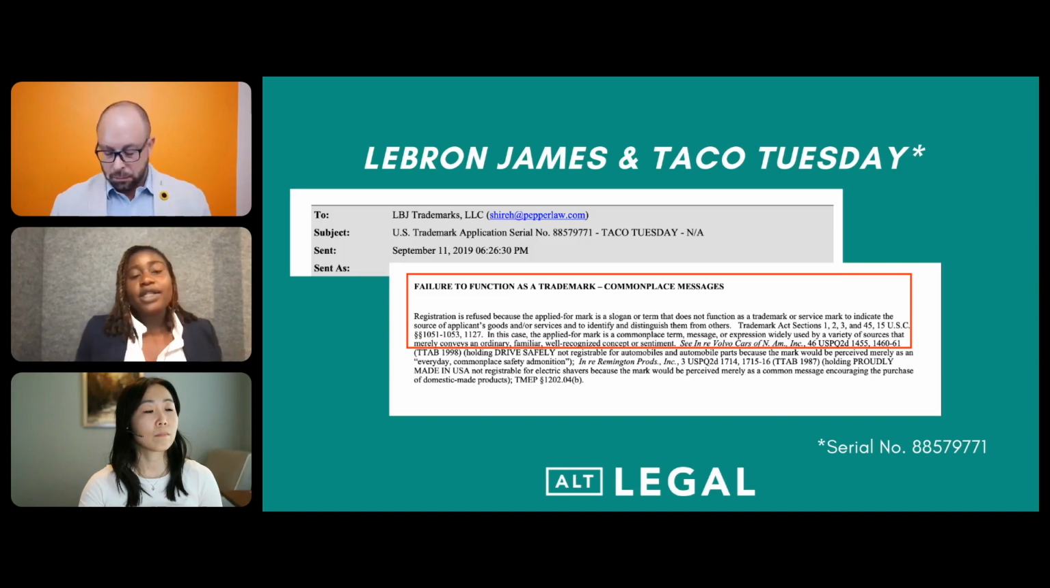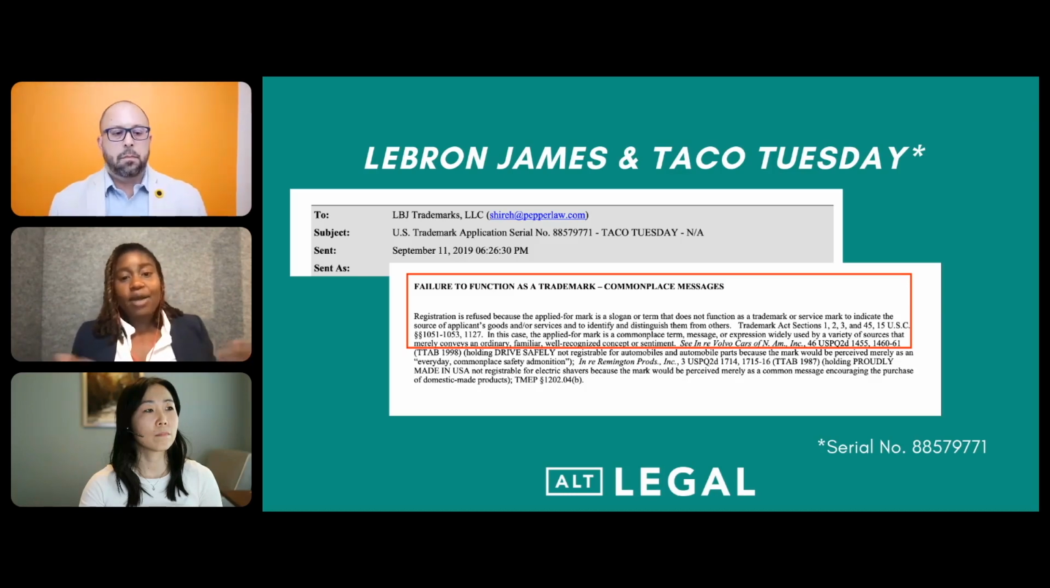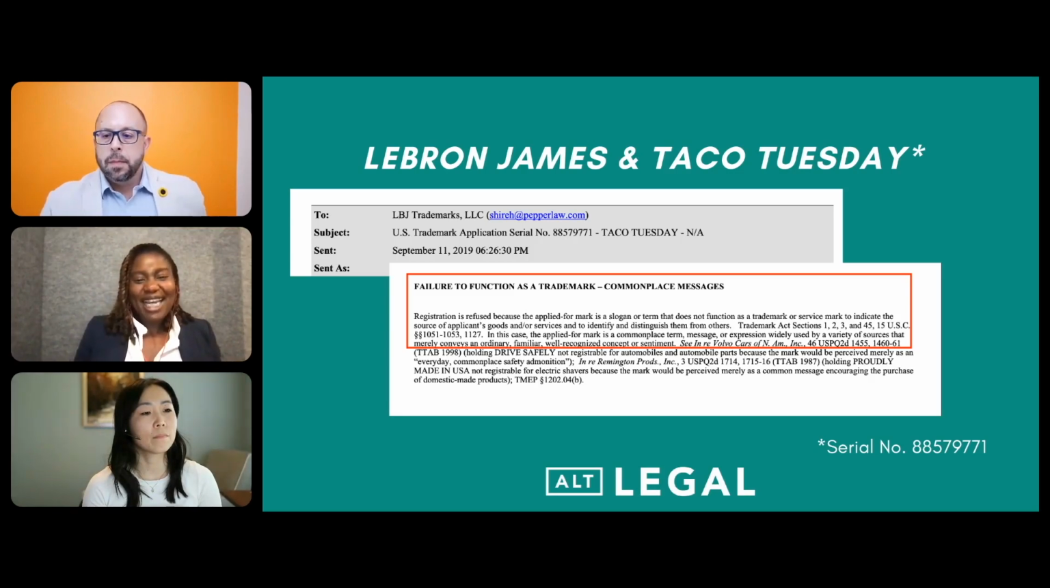So the USPTO said that the mark failed to function as a trademark because it is so, quote unquote, commonplace that it fails to indicate the source of the applicant's goods and distinguish them from others. In other words, the USPTO noted that because Taco Tuesday as a term is used by a myriad of different businesses, individuals, and entities to express enthusiasm for tacos by promoting and celebrating it on a dedicated weekday, LeBron James could not use the phrase Taco Tuesday.